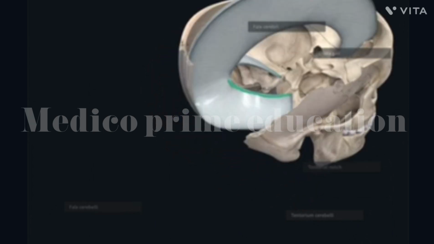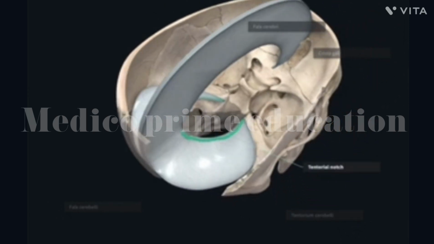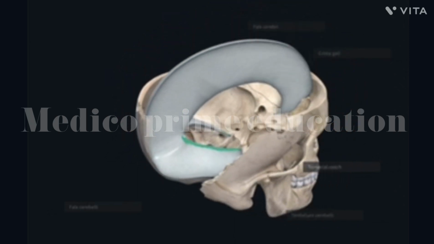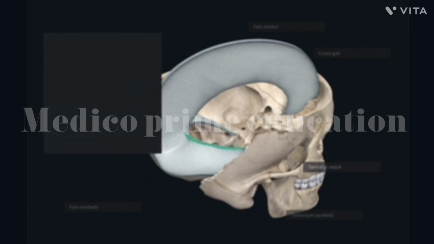The gap within the tentorium cerebelli is known as the tentorial notch, which is going to allow for passage of the brainstem up through from the posterior cranial fossa towards the middle cranial fossa. Now, the meningeal infoldings are actually going to be created by extensions of dural tissue.